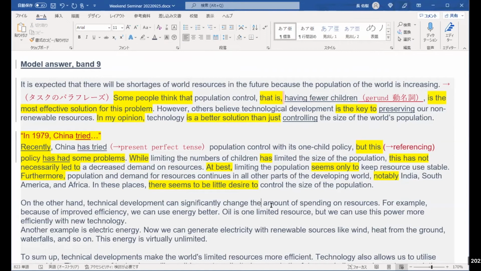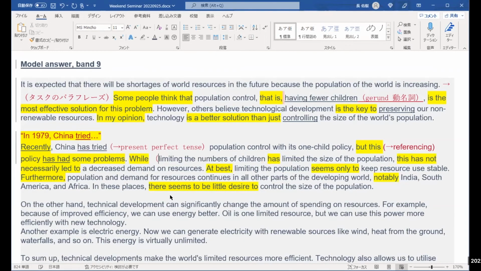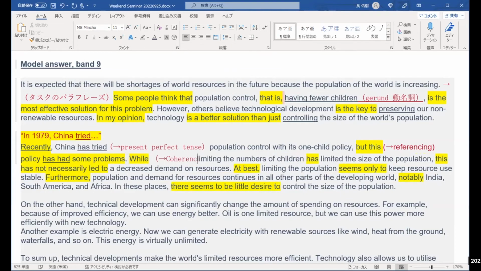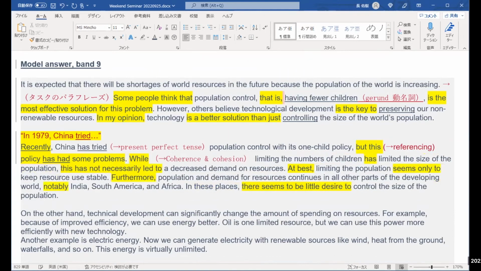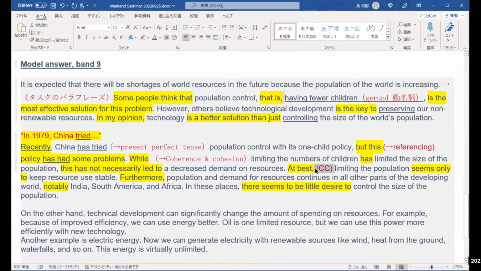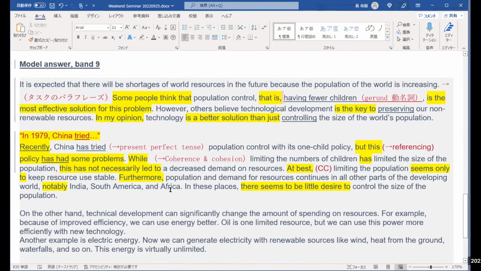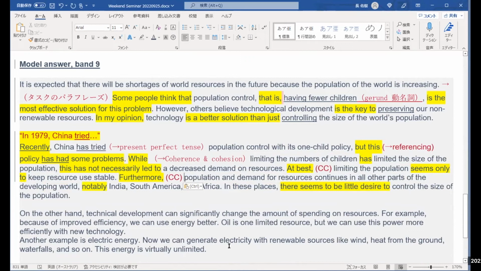And here, these are used very well. While limiting the numbers of children has limited the size of the population, this has not necessarily led to a decreased demand on resources. This adverb necessarily is very good. At best, limiting the population seems only to keep resource use stable. So resource use there is a noun. Furthermore, population and demand for resources continues in all other parts of the world, notably India, South America, and Africa.